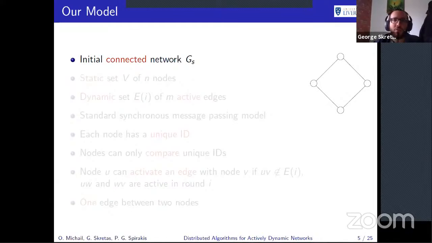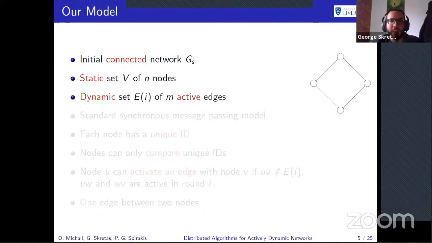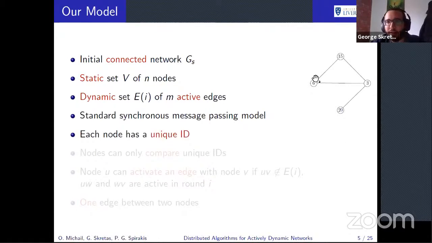We assume that we have an initial network like this one here on the right. We have a static set of nodes, so the nodes will never change, but we have a dynamic set of active edges, which may change like I show here. We use a standard synchronous message passing model for communication between the nodes. And we assume that every node has a unique ID, 6, 15, 3, and 20, like this. Nodes are only allowed to compare those IDs between them. So we are only using comparison-based algorithms. We don't allow more complex operations like addition or multiplication.